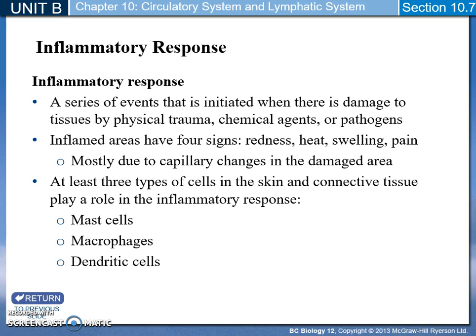So the inflammatory response is a sequence of events that's initiated when there's some kind of damage to tissue, be that physical trauma or chemical agents or pathogens. Inflamed areas generally exhibit four signs, for example, redness, heat, swelling, and pain. This is mostly due to the capillary changes in the damaged areas, which we will talk about in just a minute. There's at least three types of cells in the skin and connective tissue that play a role in the inflammatory response. We have the mast cells, we have the macrophages, and we have the dendritic cells.